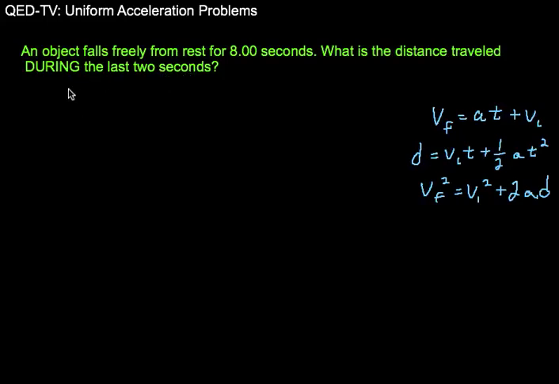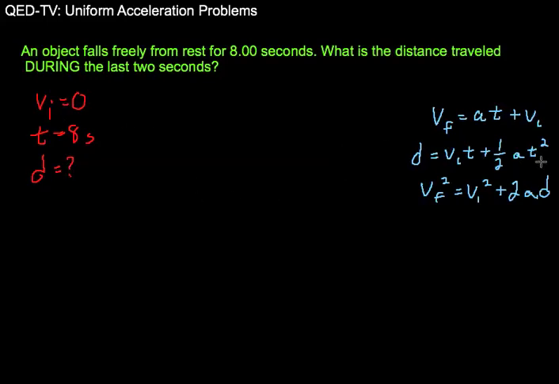So I think it's always important to write down what your givens are, so you know what we're dealing with. It falls freely from rest. That's always important. That means your initial velocity is 0. We have a time of 8 seconds. And we're trying to find the distance, so I'll put distance equals question mark.